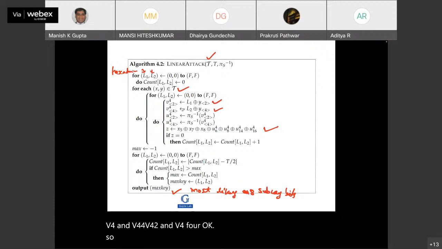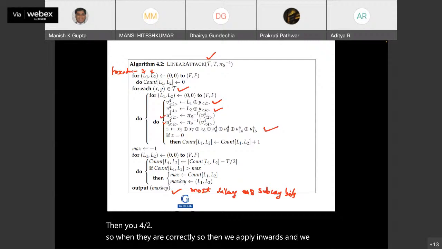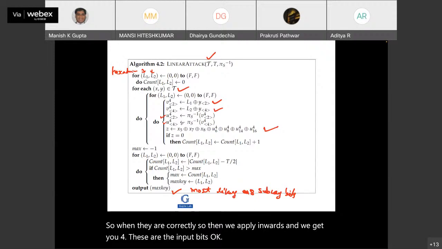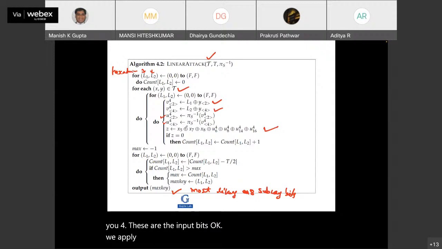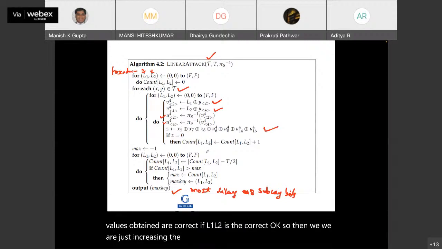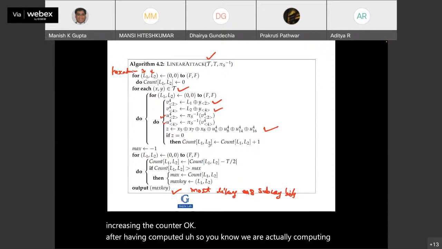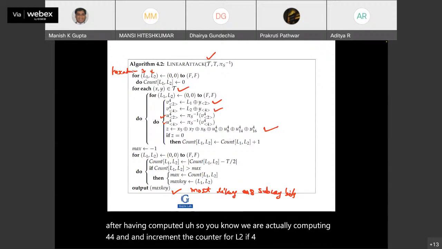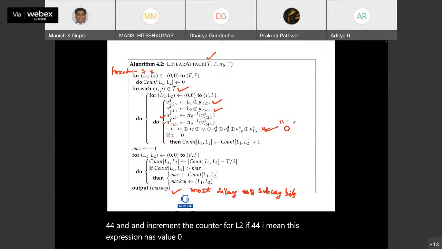When L1, L2 is the correct key, we apply the inverse and we get the U4 input bits. Again, the values obtained are correct only if L1, L2 is the correct key. Then we increment the counter for L1 L2 if the expression 4.4 has value 0.